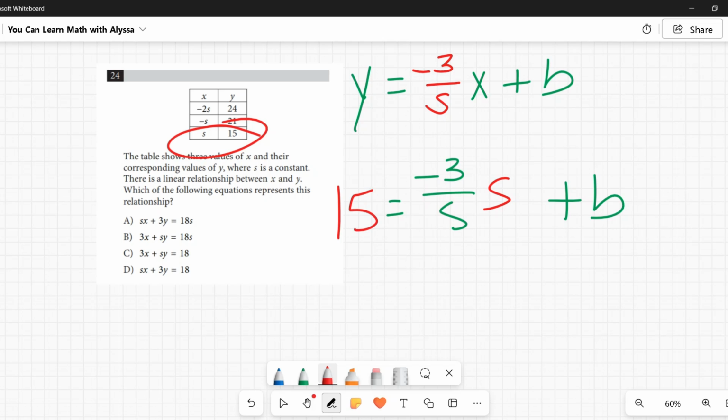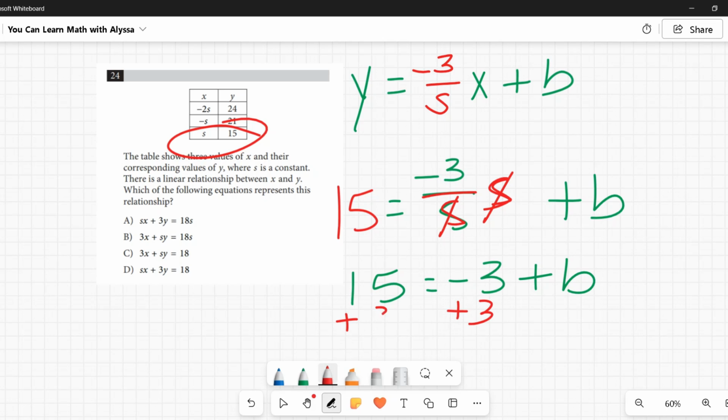Okay, so negative 3 divided by s times s, those s's cancel out. So I get 15 equals negative 3 plus b. So it's a minus 3. I'm going to undo that by adding 3 to both sides. And I get that b is equal to 18. And that is my y-intercept, 18. I'm going to go ahead and put that up here.